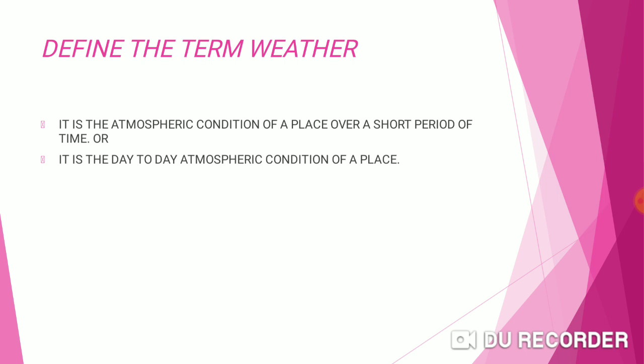But before I move on, I would like you to study the definitions carefully and note 3 key words, without which the definition becomes invalid. And what are the keywords? We have atmospheric condition. We also have place, and then we have time. The second definition also has time, day to day. We have atmospheric condition and a place. So in defining weather, make sure you include all these key words.